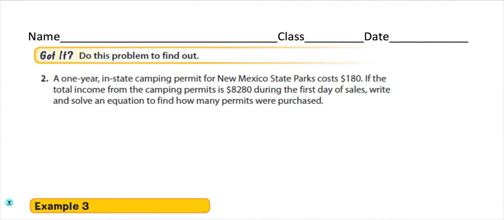All right, let's go ahead and try the got it question by ourselves. And let's take a look. So it says a 1-year in-state camping permit for New Mexico state parks costs $180. If the total income from the camping permits is $8,280 during the first day of sales, write and solve an equation to find how many permits were purchased. Okay, so we have $180 per permit, so we'll use P, I guess. And altogether it raised $8,280 on the first day. All right, so we're going to divide that.